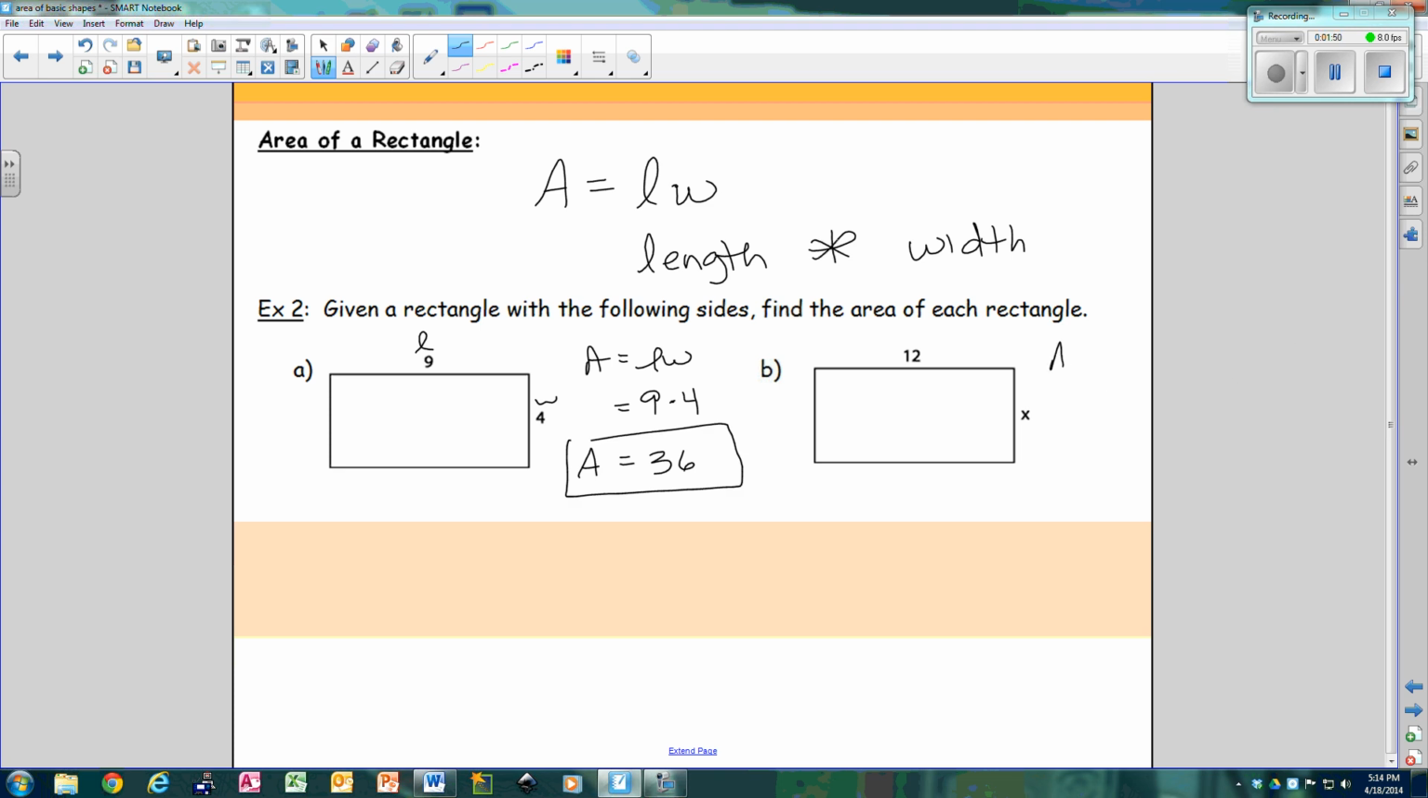In this case, we have area is length times width. Our length is 12. Our width is x. So our area is simply 12x. So remember, when you multiply by a variable, it's pretty simple.